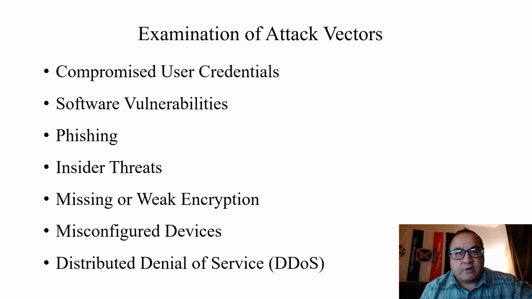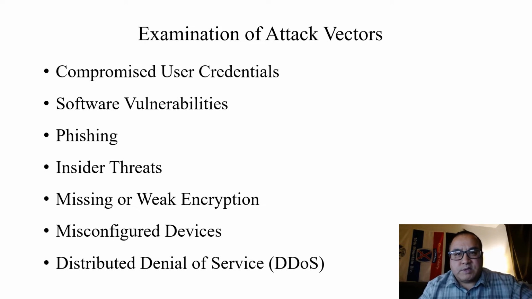So, the examination of attack vectors, which are where the hacker can take the vulnerabilities and use them against us. Compromised user credentials is where users have a lackadaisical mindset about their passwords. Software vulnerabilities are where software needs to be patched or is not patched. Phishing is when we target users to infect the network with viruses. Insider threats are where disgruntled employees might want to sabotage the network.